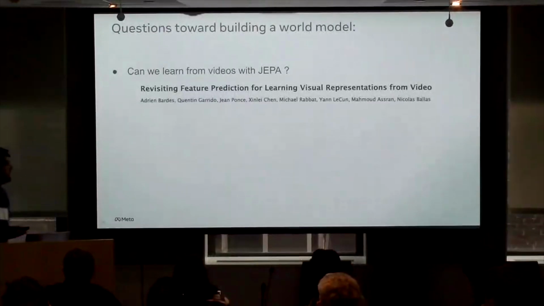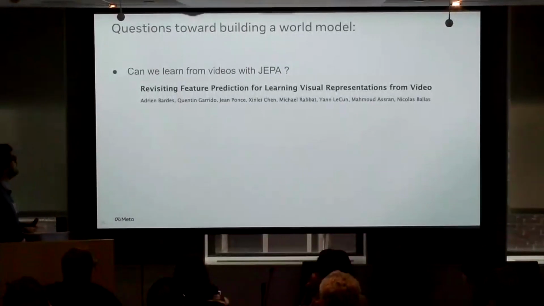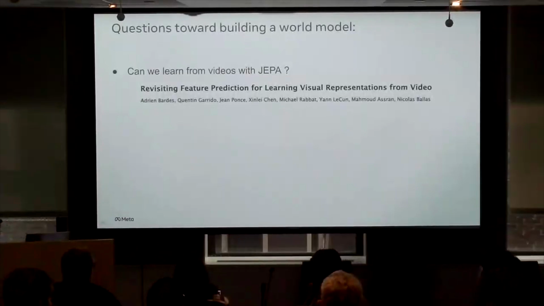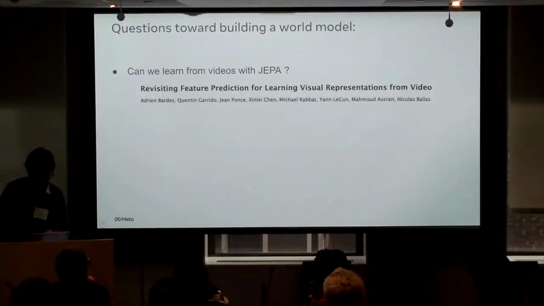Okay, so we started this effort almost 2 years ago, I would say. We had some work with JEPA and images that was working pretty well. And now the first question we asked ourselves is, can we extend those principles to learn from video? This is the paper Revisiting Feature Prediction for Learning Visual Representation from Video, which was led by Adrien Bardes from Paris, with a bunch of amazing co-authors.